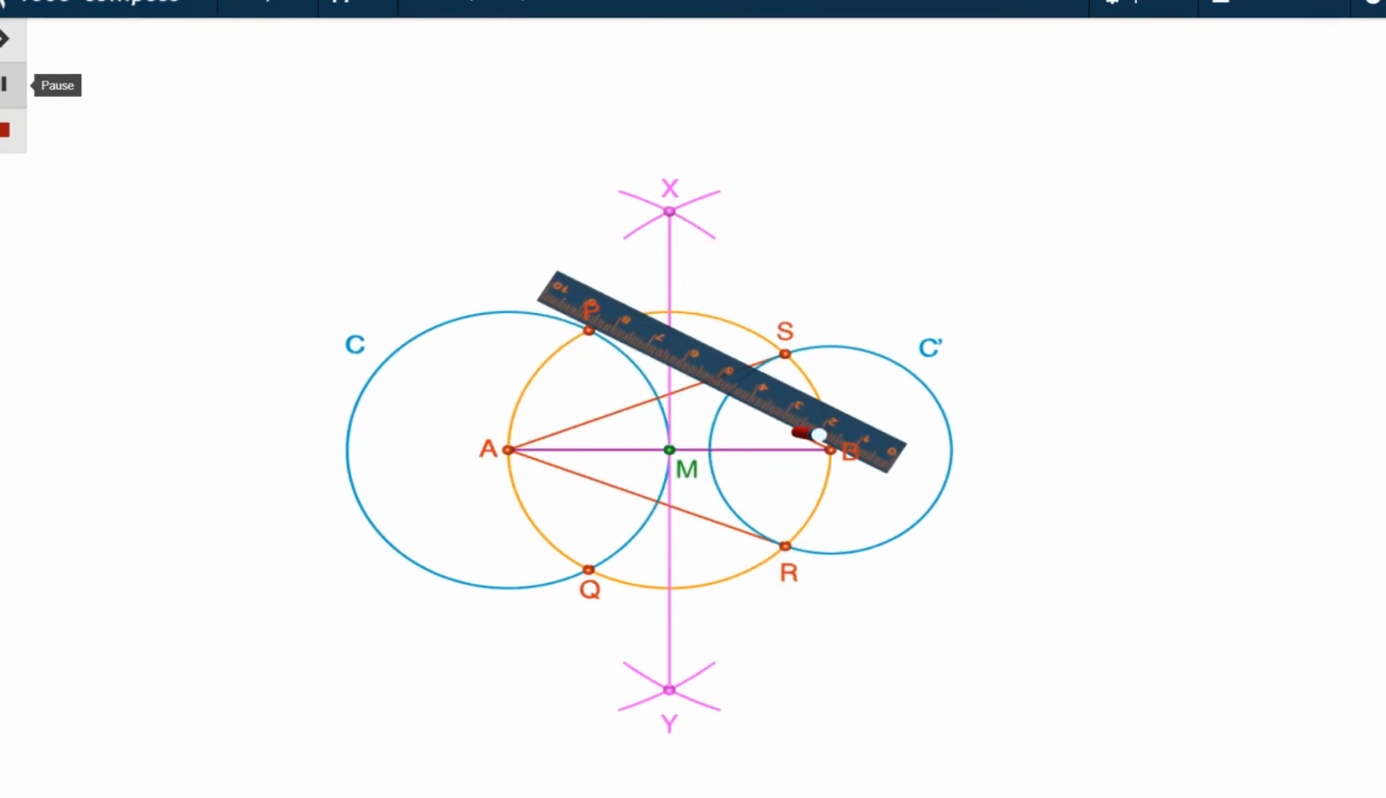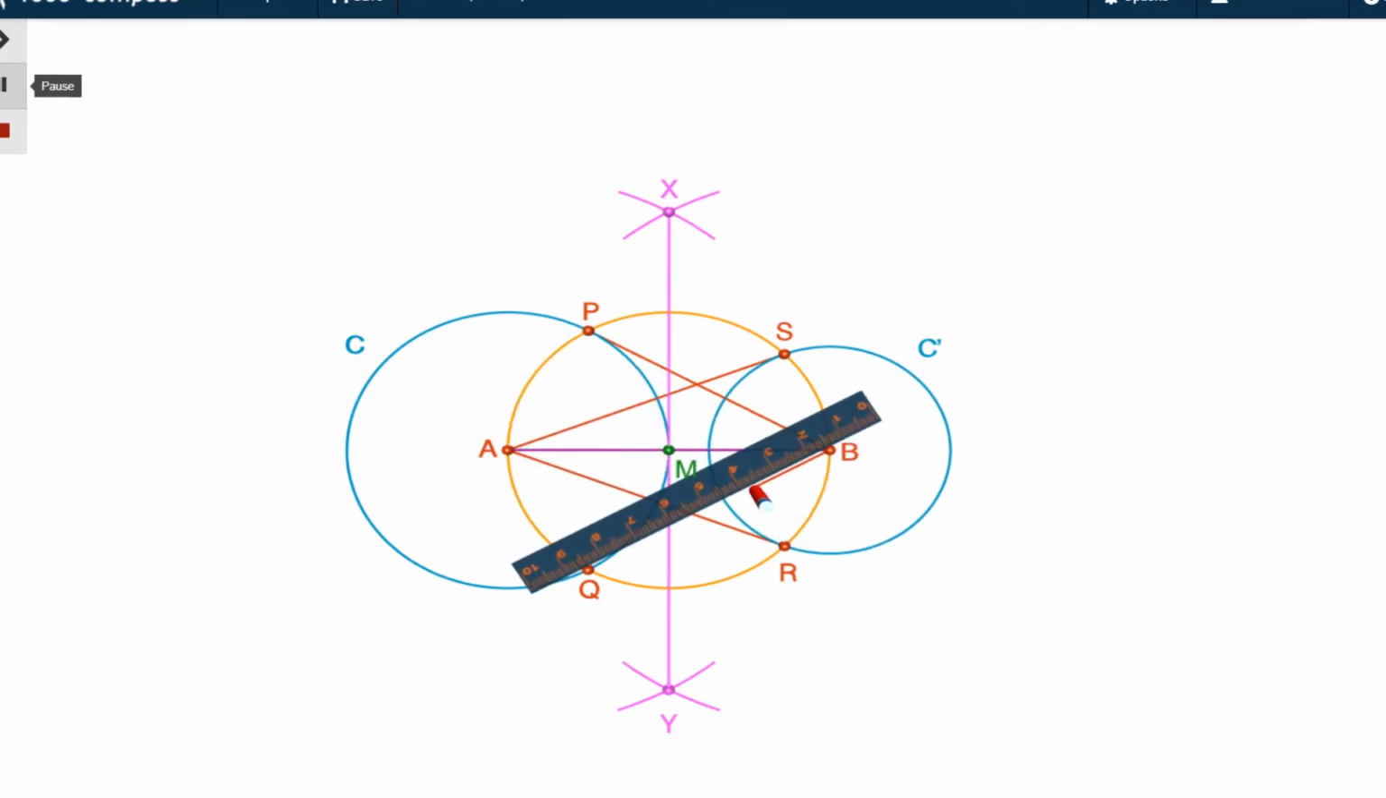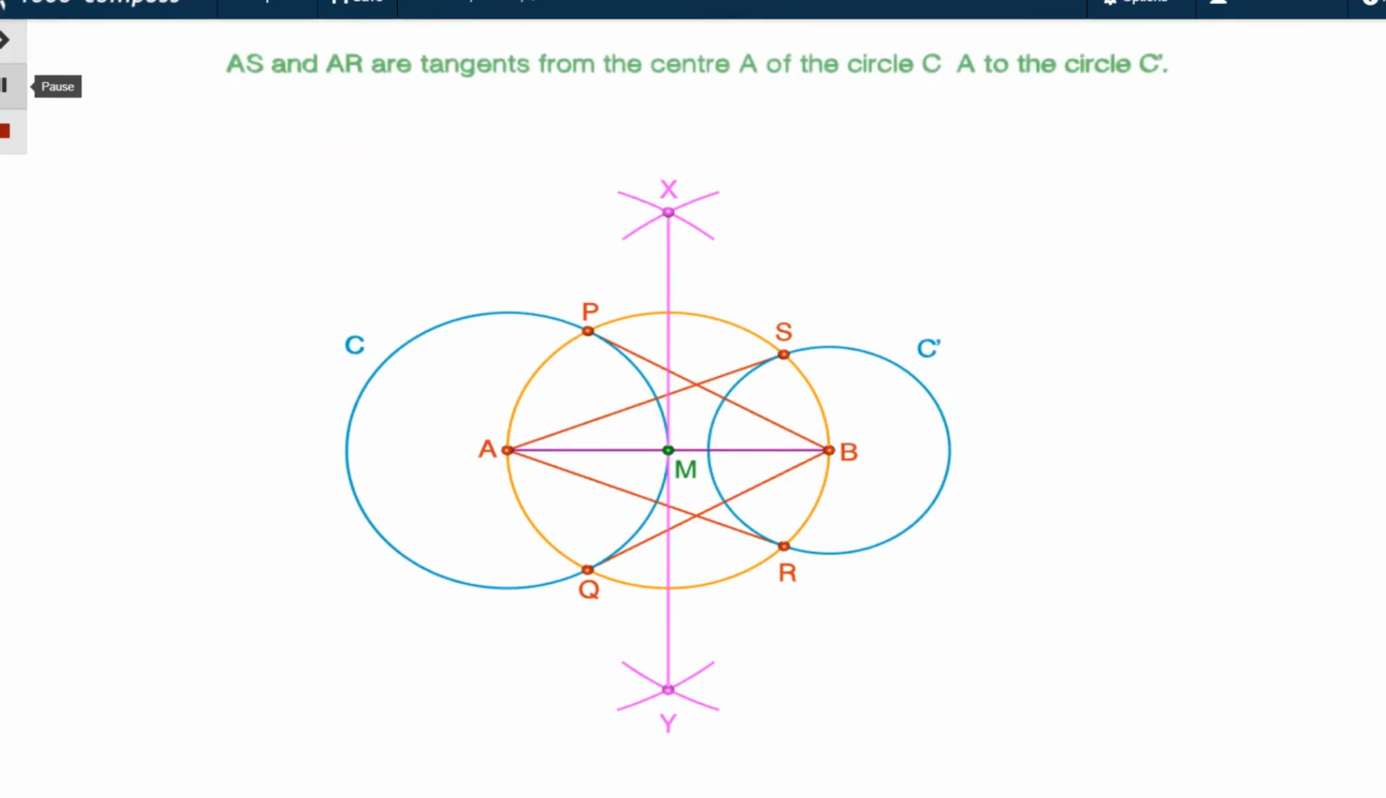B is an external point for circle C. So BP and BQ are two tangents drawn from an external point B to the circle C, and that external point is the center of the other circle, that is C dash. And A, from where AS and AR are drawn, this is also the center of the circle C.